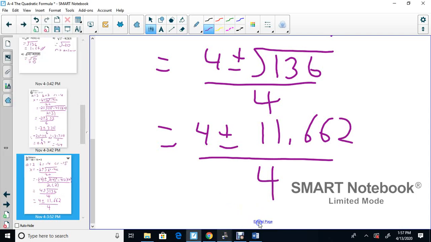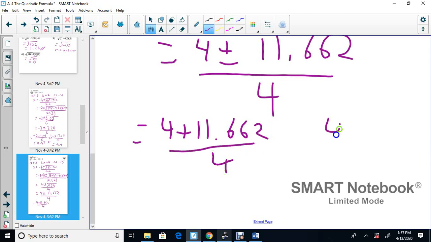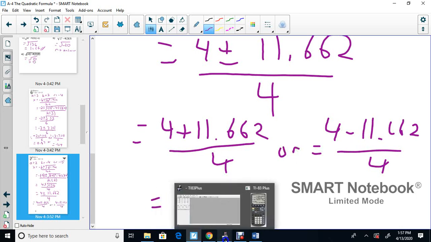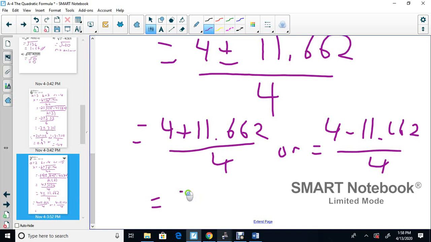11.662. Okay, now you're going to separate into 2. So you're going to have 4 plus 11.662 over 4. And you're going to have 4 subtract 11.662 all over 4. And you can put the or in between. And then we go to our calculator. Again, I'll do one with the bracket and one without to show you. So if you don't use the brackets, you go 4 plus 11.662, enter, and then you divide it by 4. Okay, and you get 3.92.